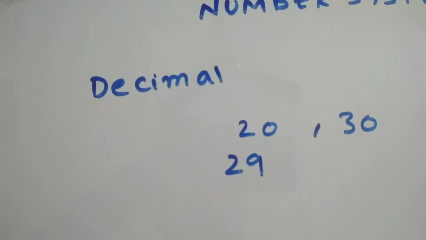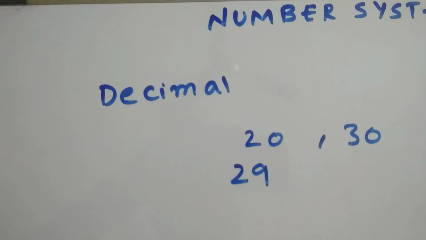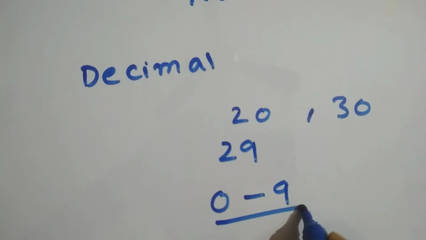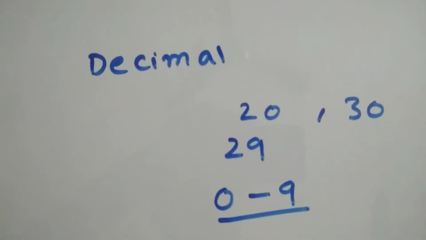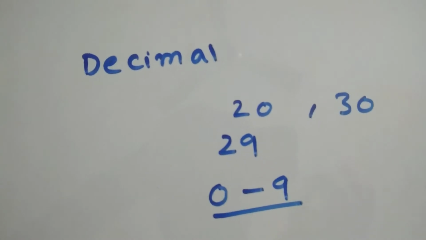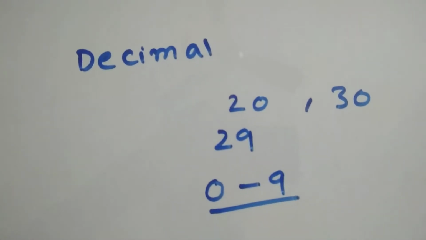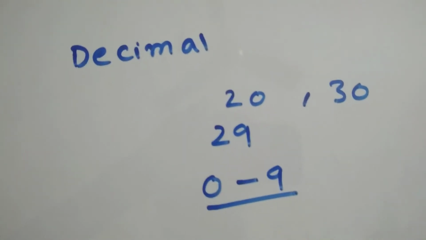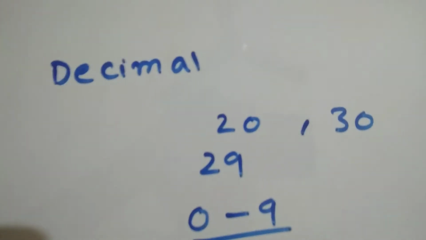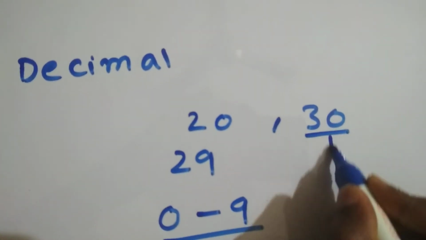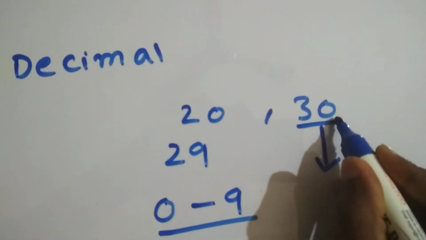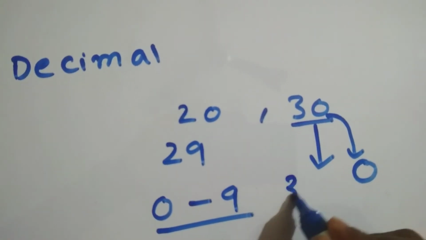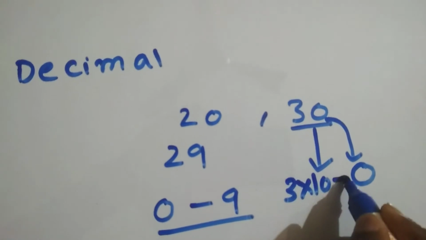In this, as you can see, we have 10 digits, 0 to 9. So in decimal numbers we have 0 to 9. Using these 10 digits we can go up to infinity. Adding one digit to the left side of the previous one, we can increase the value. As you can see, how can 30 be represented? Since 0 is in the units place, it is represented as is. The 3 is in the tens place, so it can be represented as 3 into 10 plus 0.